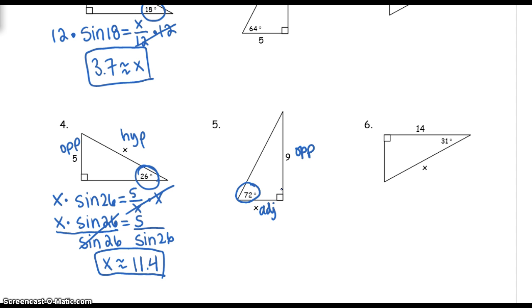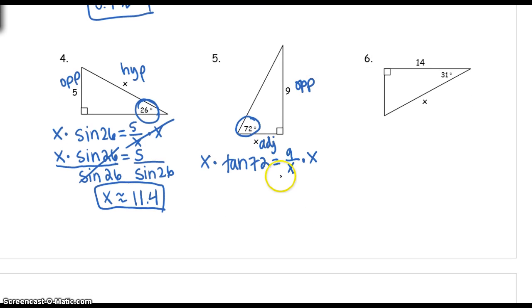SOHCAHTOA. What deals with O and A? SOHCAHTOA. Tangent does. So the tangent of 72 is going to equal the opposite, which is 9, over our adjacent, which is x. Now the x is dividing in, so to undo that, we're going to multiply both sides by x. And when we do that, we cross these out, and we have x times tangent of 72 equals 9.